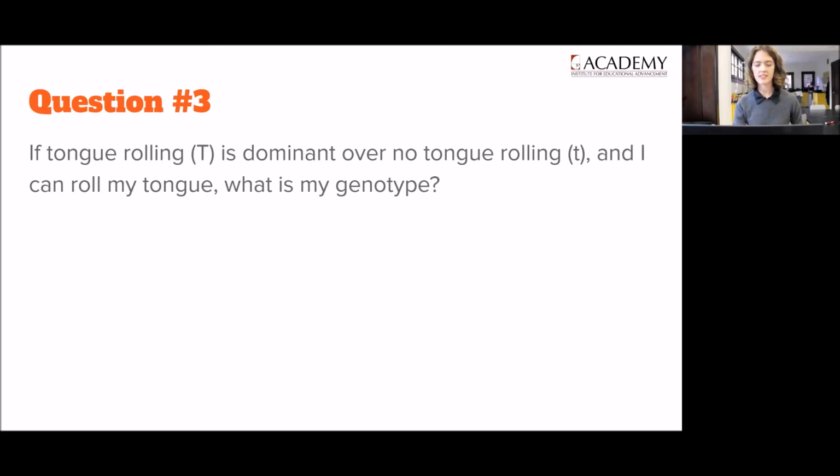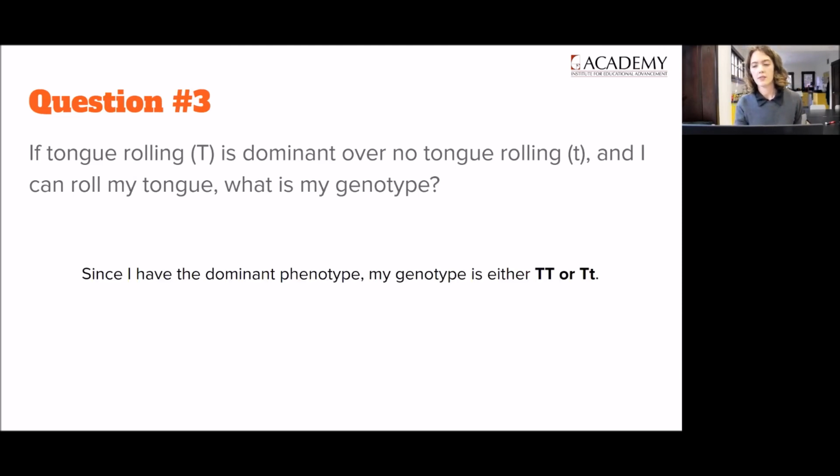All right, so a little bit of a trick question. There are actually 2 options for what my genotype can be. These are what they are. Since I have the dominant phenotype of tongue rolling, my genotype is either capital T, capital T, or capital T, lowercase t. So I'm either homozygous dominant or I'm heterozygous. We don't know. Again, we'd have to look into my family history of tongue rolling a little bit to figure that out.